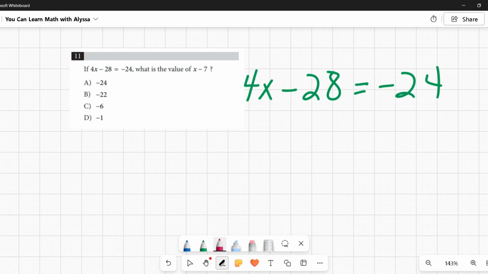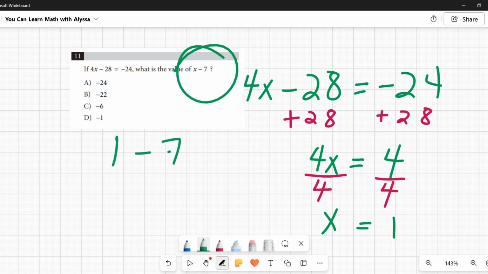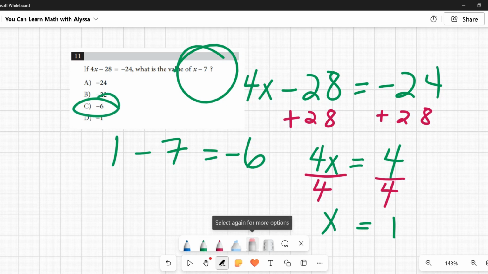First, I want to undo this minus 28 by adding 28 to both sides. And I get that 4x is equal to a positive 4. Negative 24 plus 28 is positive 4. Then I'm going to divide both sides by 4, since 4 times x, we want to undo that by dividing by 4. So on the left I just get x, and on the right 4 divided by 4 is 1. So if x is 1, what is the value of x minus 7? Well, 1 minus 7 is equal to negative 6, and that's C. That is my answer.